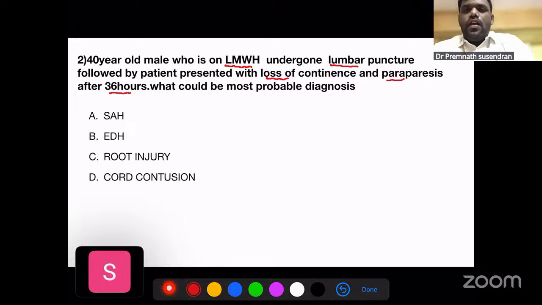What could be the most probable diagnosis? The first option given is subarachnoid hemorrhage. No, it cannot be subarachnoid hemorrhage. Lumbar puncture can cause bleeding in the spinal fluid, called subarachnoid hemorrhage, but it will not present with loss of continence or paraparesis. Mostly it will come with sensory symptoms.